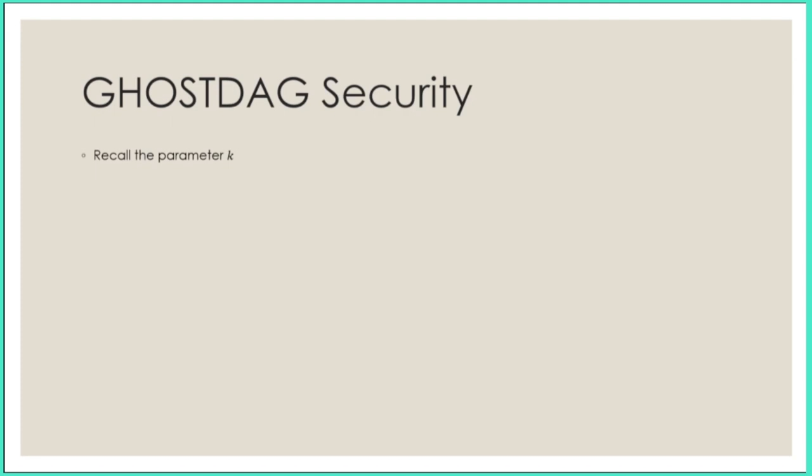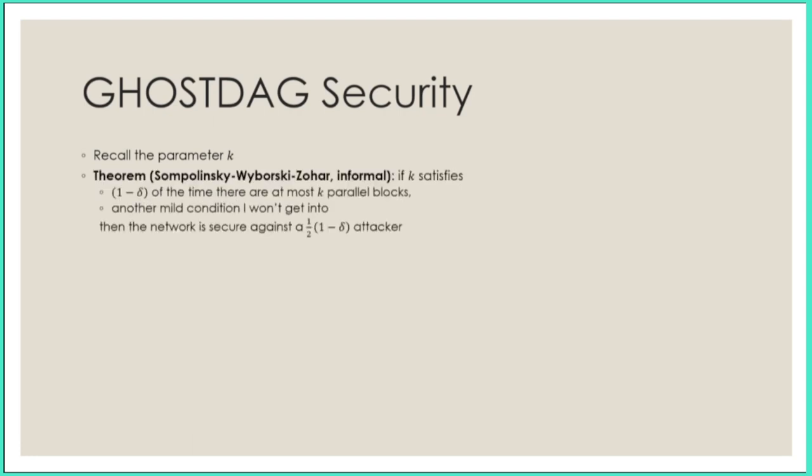Okay, so what about Ghostdag? So recall the parameter K from before. I haven't said, now we're going to understand a bit about how this K is chosen. So this is a theorem proven in the Ghostdag paper. It's a theorem by Yonatan Sompolinsky and me and Aviv Zohar. And it informally says the following. If we choose K such that the following two things happen.